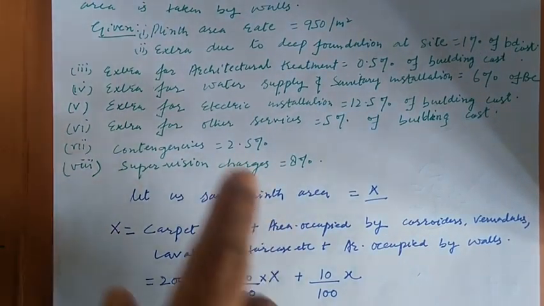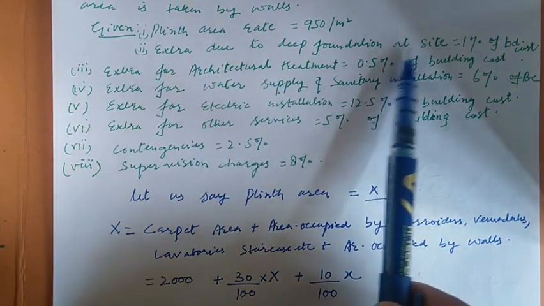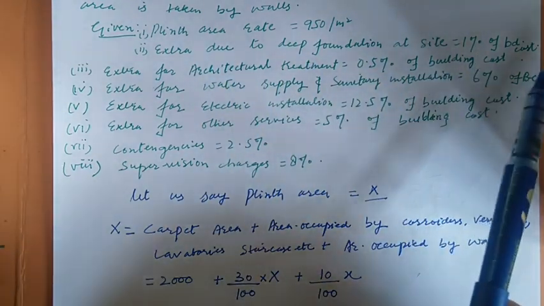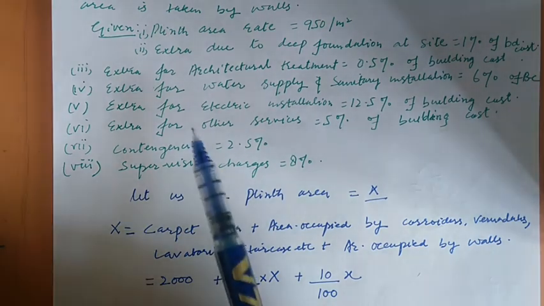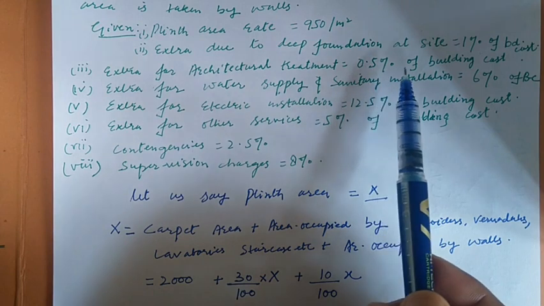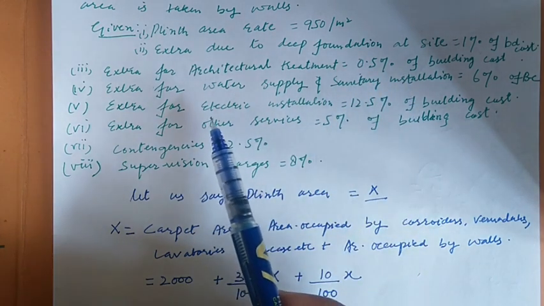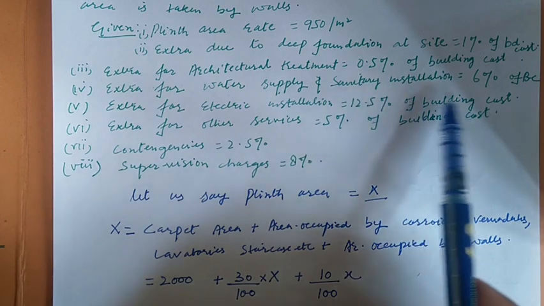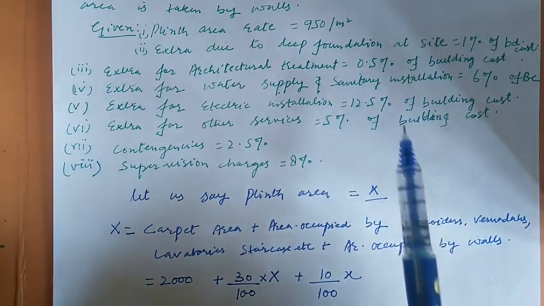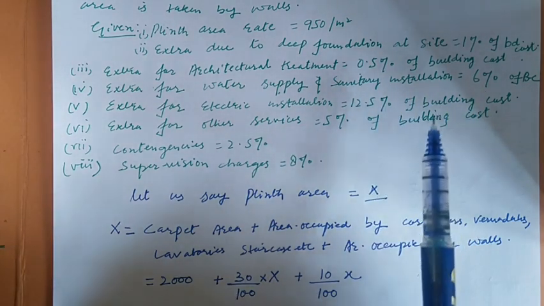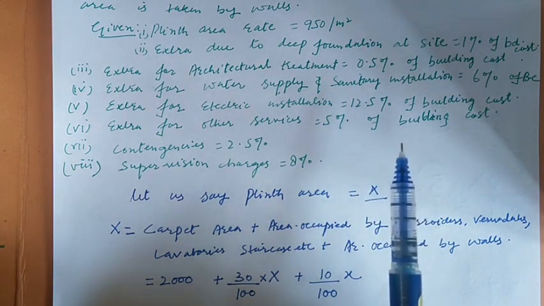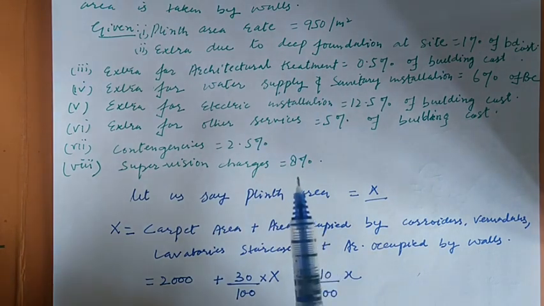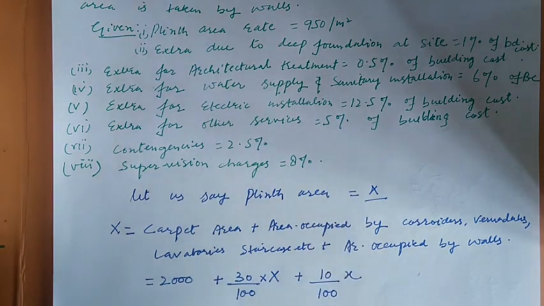Let me show you the extra due to the deep foundation of the site, that is 1% of the building cost. And now we will see the 1% of the building cost. Similarly, we will calculate the 0.5% of the building cost, and we will calculate the 6% of the building cost for the water supply and the sanitary installation. Similarly, we will calculate the 12.5% of the building cost for electric installation and 5% for the other services. Let me calculate these things.